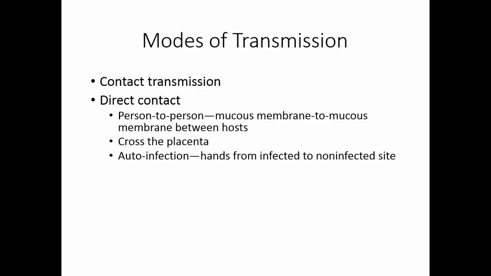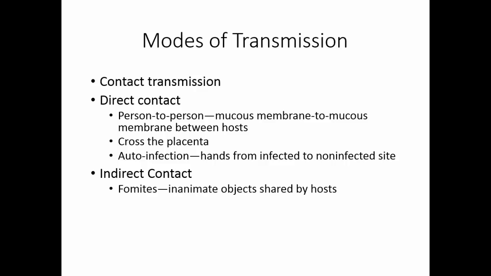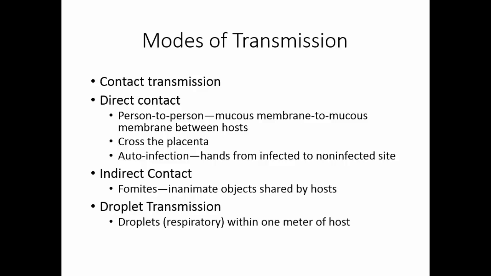And then there may be autoinfection. You may have an infection in one part of your body, and then as you touch that and touch your eyes or touch your nose or put your fingers in your mouth, you take it to a non-infected site, or you keep reinfecting yourself. Indirect contact is through fomites. Fomites are inanimate objects that are shared by hosts, so you don't have to have direct contact with the person, just contact with something that they've handled. This is why you should never drink out of the same glass as someone who's sick. That becomes a fomite.